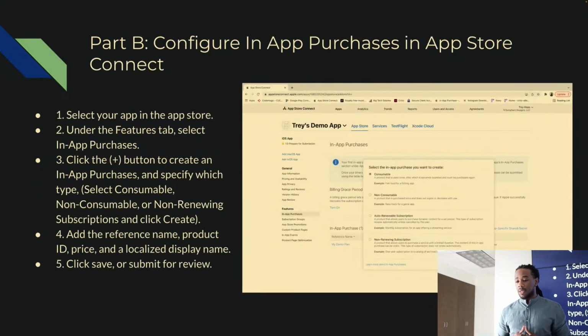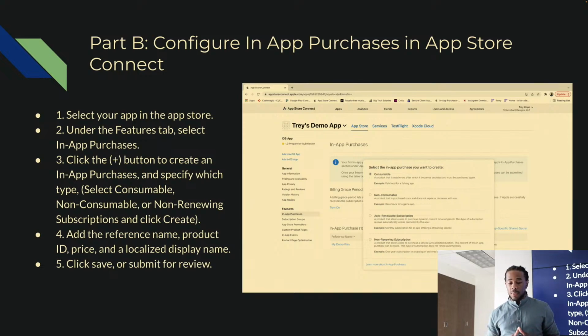All right, the second step is to configure the in-app purchase in App Store Connect. As you can see here, I have an app called Trey's Demo App, and the first thing I need to do is select the app in the App Store. Then I need to go under the Features tab and select In-App Purchases. Then I'll click the plus button so I can actually create one, and that's where I'll specify which one of the four types of in-app purchases that I spoke of earlier.